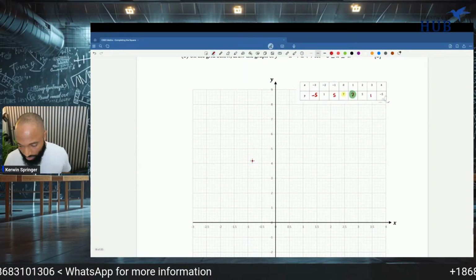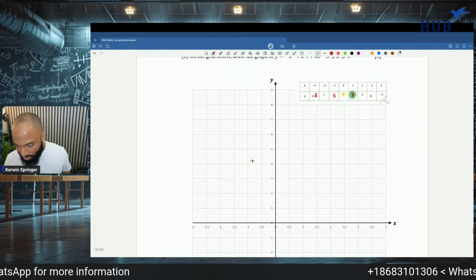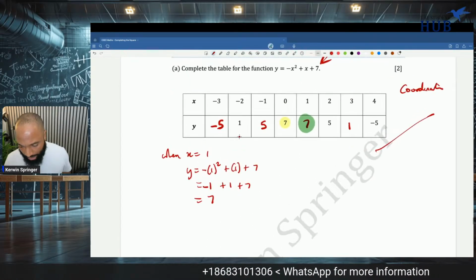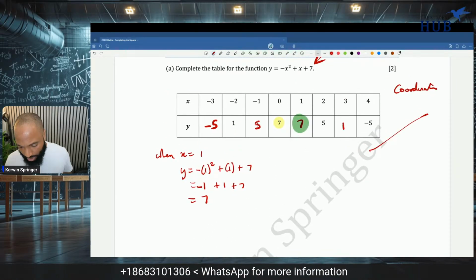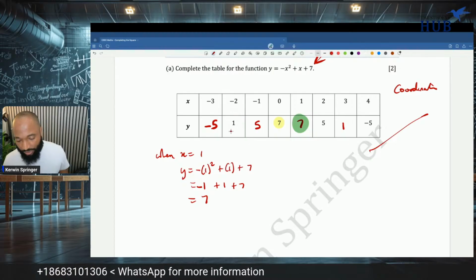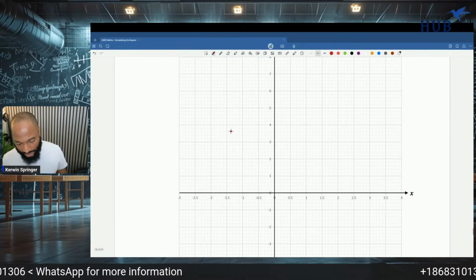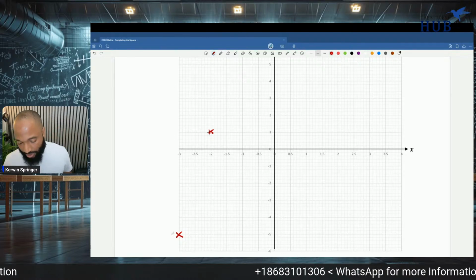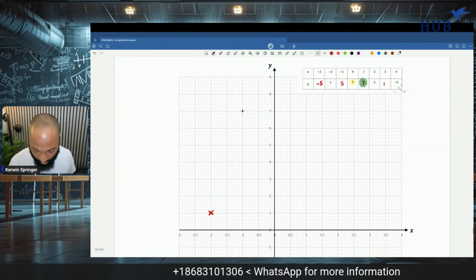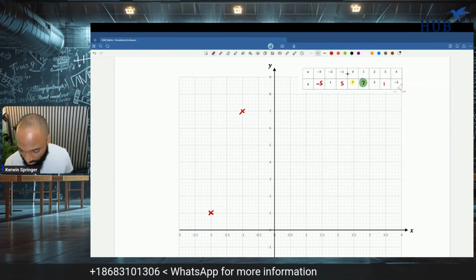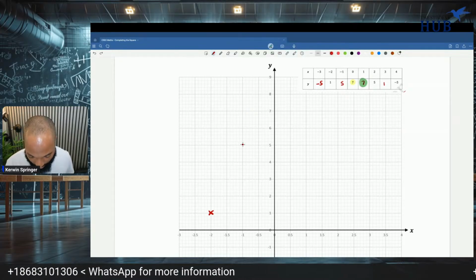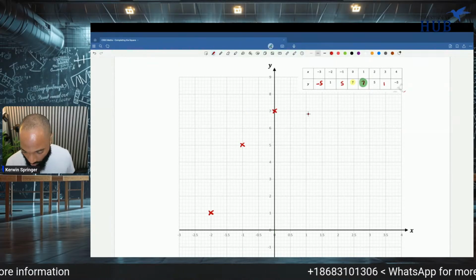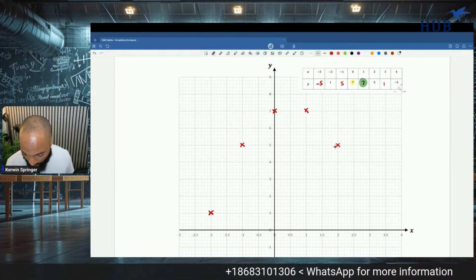-2, something is wrong here. Is that a typo? 1577. No, it's good. -2 maps at 1, so it jumps up really fast. -1 maps at what? 7? No, -1 maps at 5. 0 maps at 7. 1 maps at 7, and then it's symmetrical going back down.